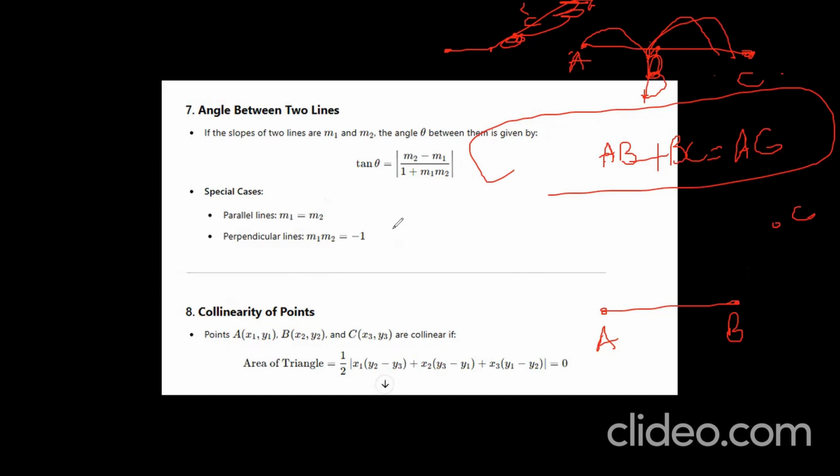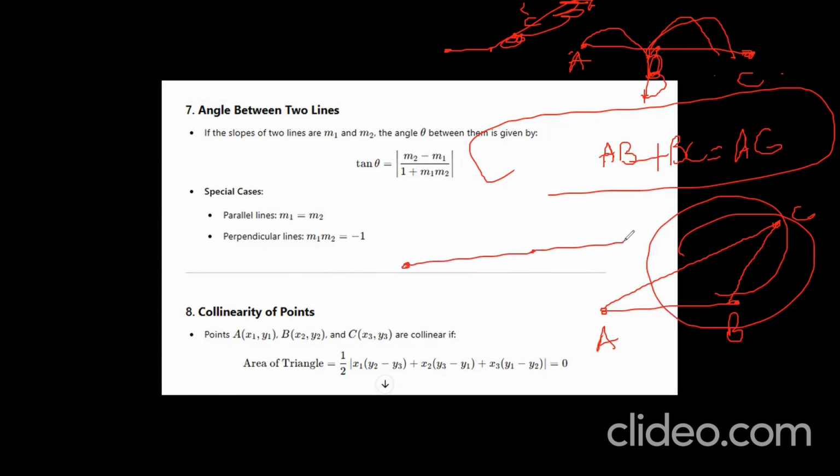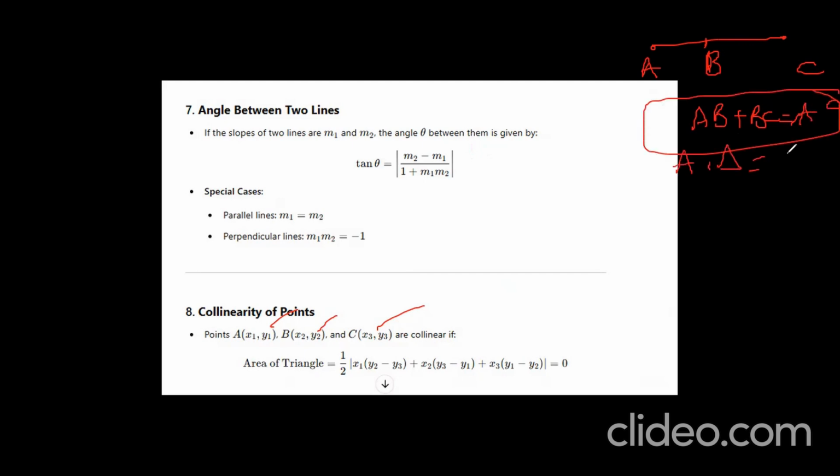Because C is another point, you can see a triangle is forming. A triangle has some area, right? Whereas if you take A, B and C on a line, is there any formation of a triangle? No. So the area of the triangle is going to be 0 when the 3 points are collinear. To show the 3 points are collinear, you can show AB plus BC is equal to AC, or area of triangle is equal to 0.